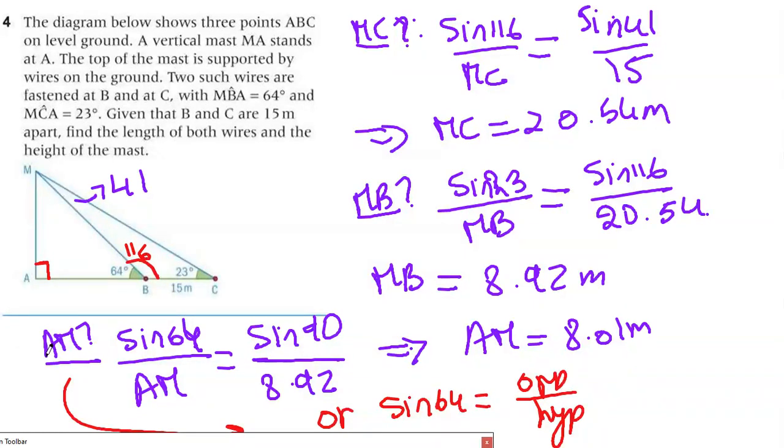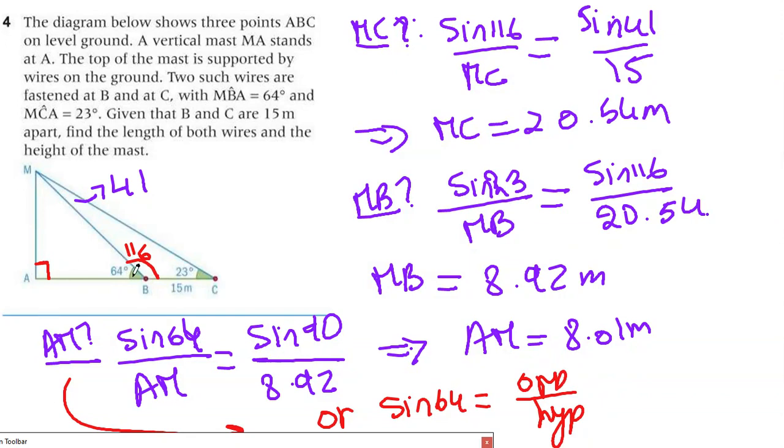I got MC. Now to find MB, I can use any other two angles and two sides. I can write sine 23 over MB because I need it. I can either use 116 and this side or 41 and 15. It's your choice. And then you're going to find MB is 8.92. And I still have to find AM.